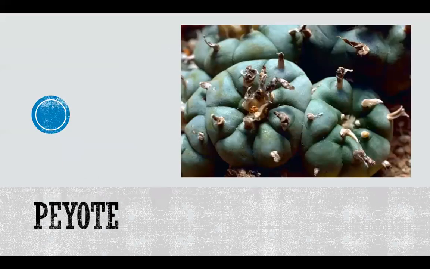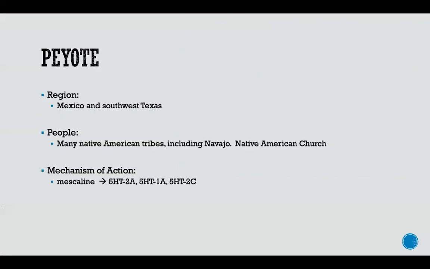Peyote. Peyote is a small cactus native to Mexico and southwestern Texas that contains the psychoactive alkaloid mescaline, which, like other psychedelic compounds, acts on 5-HT2A, 5-HT1A, and 5-HT2C receptors. Indigenous Americans have used peyote in their spiritual and medicinal practices for thousands of years, and it is continued in use by Native American tribes, including the Navajo and the Huichol people within the Native American Church in the United States.